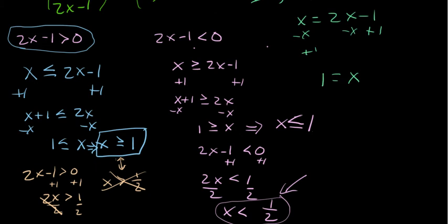I put these together, okay, and I end up with x greater than or equal to 1 and less than 1/2. So this is a compound inequality. So it's going to be on the number line.